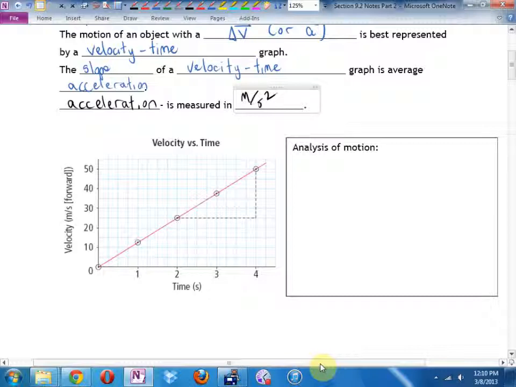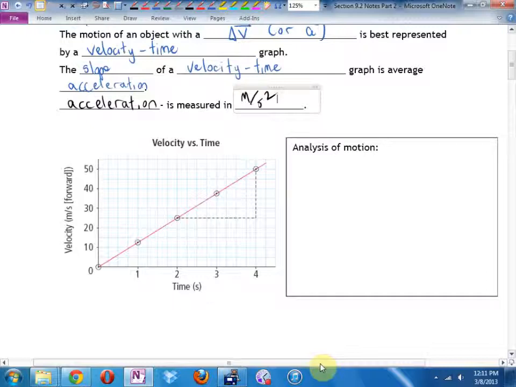Here is a velocity time graph. How can I tell this is a velocity time graph? Well, there's a title. It says velocity versus time. What if it didn't say that? Well, look on the y-axis. I will never give you a blank graph. What is labeled there? Velocity. And positive means forward. Could mean north, could mean up. In this case, positive means forward, and time is on the x-axis.